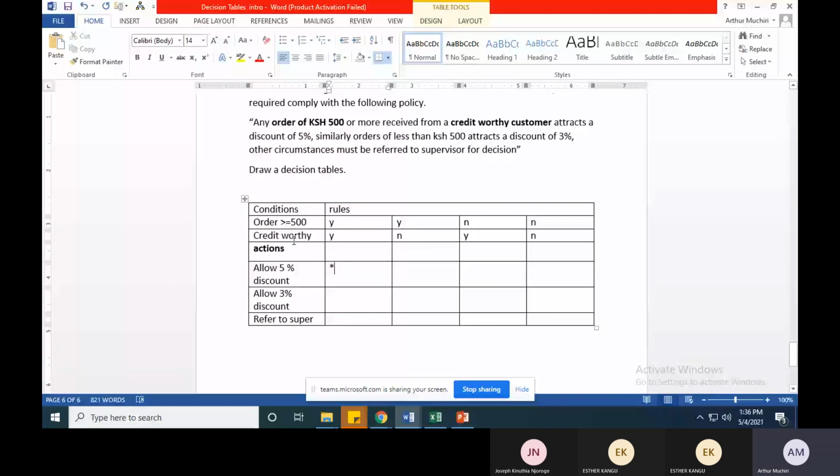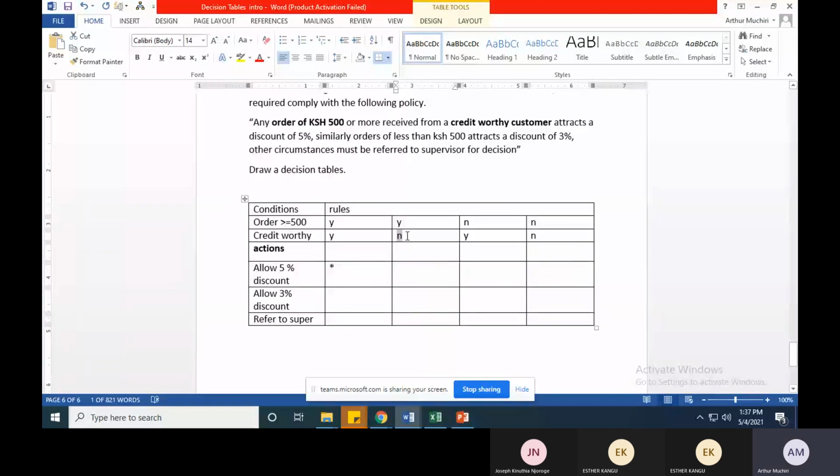Then we go to the next case. So this person here has an order of greater than 500 or more, and then he's not a credit-worthy customer.